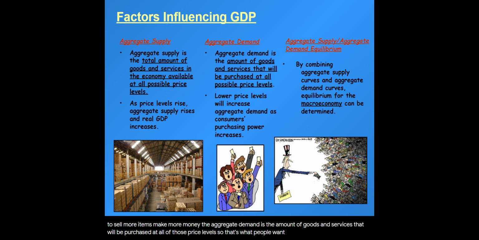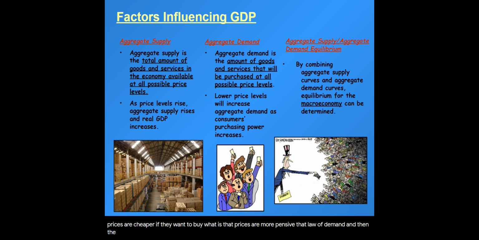So that's what people want, right? People have the ability to purchase those items. As the prices drop, the demand will increase. People want to buy more when the prices are cheaper, and they want to buy less when the prices are more expensive. That's the law of demand.